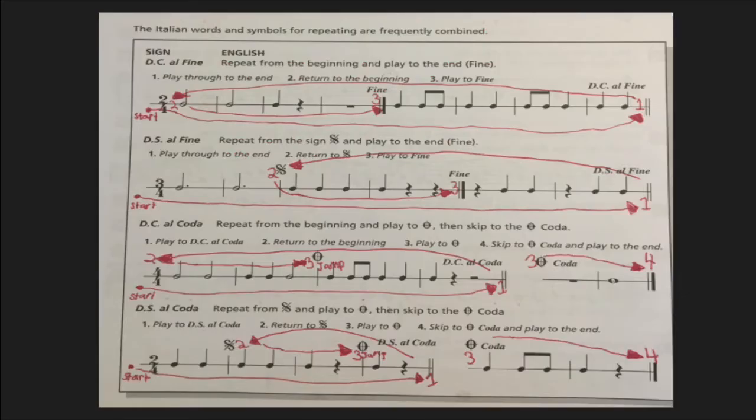Lesson 21 is like a crazy road map. For the first example, we start here and read straight through to the end. That's our first stop. And our second stop is back to the beginning. And our third stop is fine. That means the song is over.